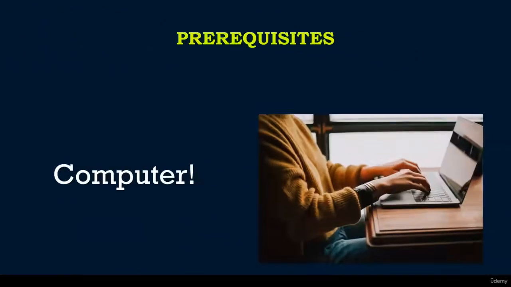Coming to the prerequisites of the course, there aren't any prerequisites required from you. But you must have a computer to work along with the instructor.